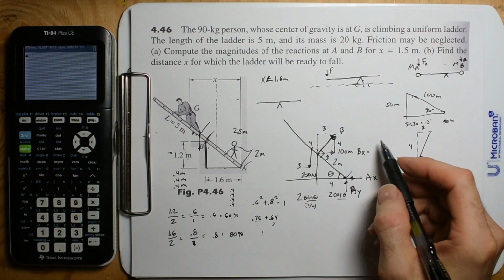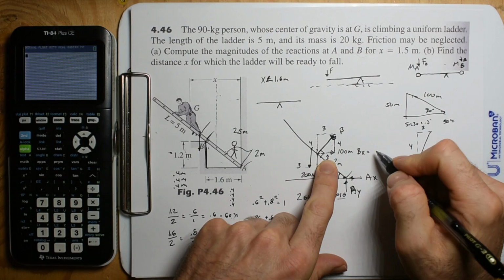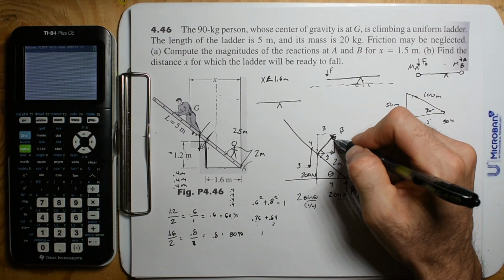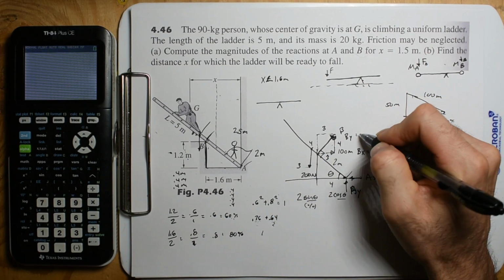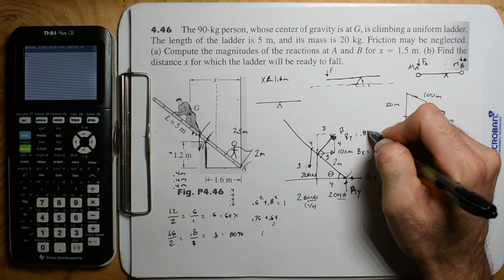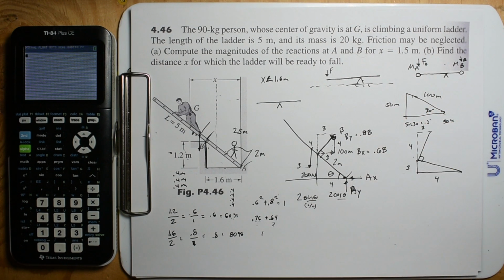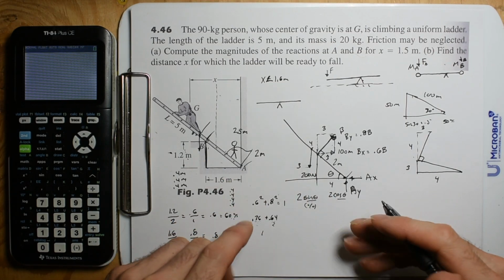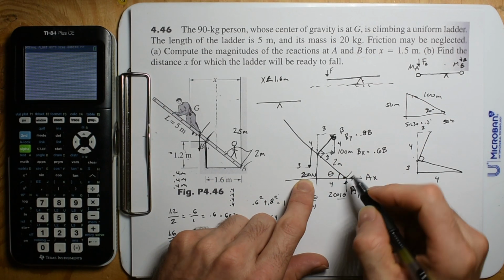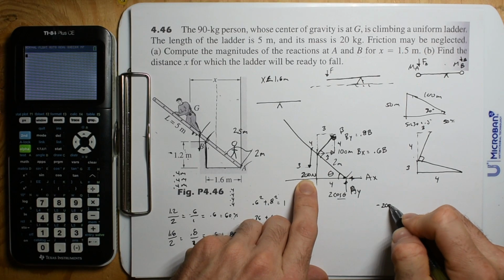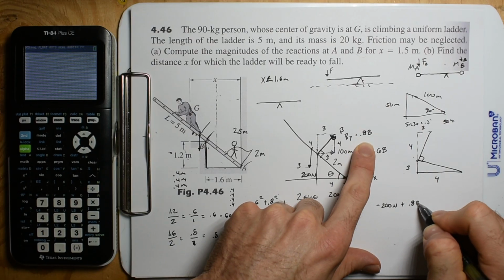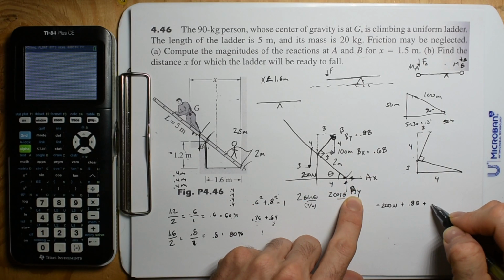So we can see that this is the 60% side, so we have 0.6 b, and this is the 80% side, so in the y direction we have 0.8 times b. Alright, sweet. Now we're going to do our sum of the forces in the y direction. We have this 200 down, so we're going to do negative 200 newtons, and add it to 0.8 b plus ay.